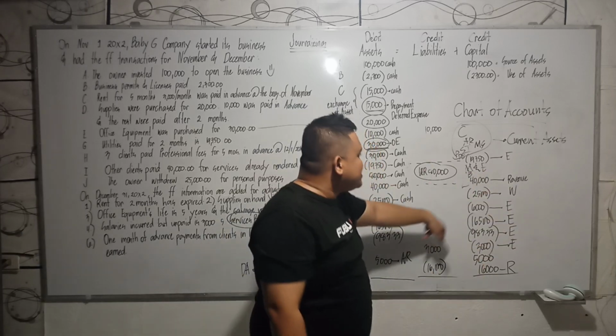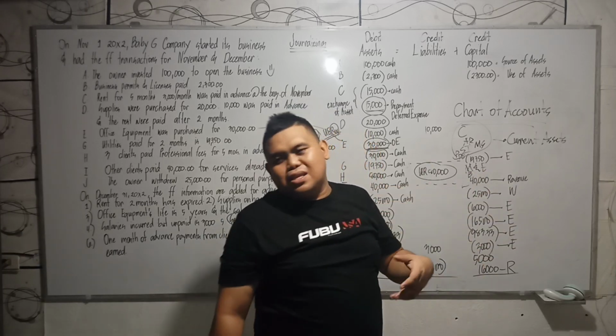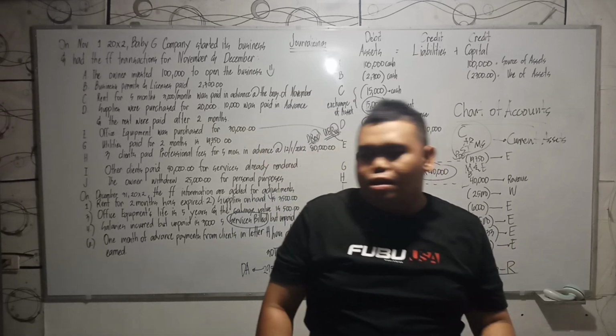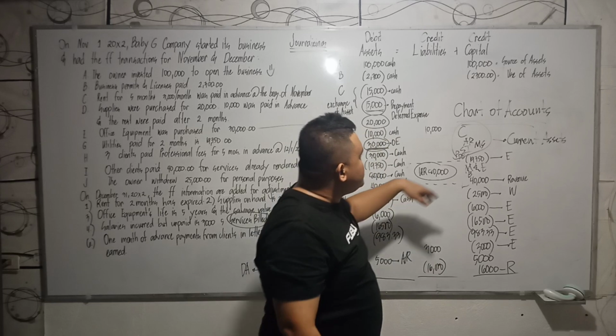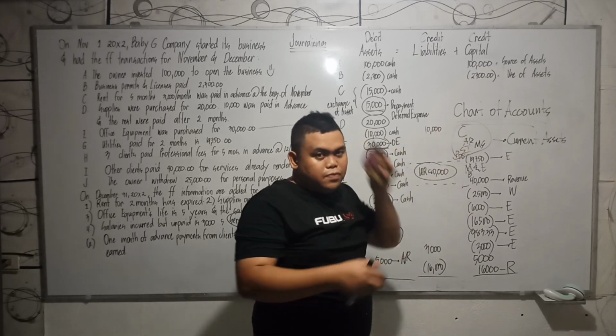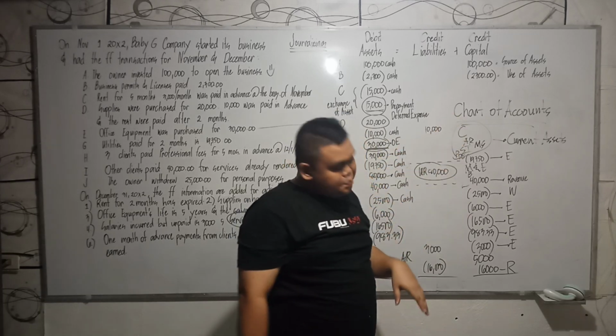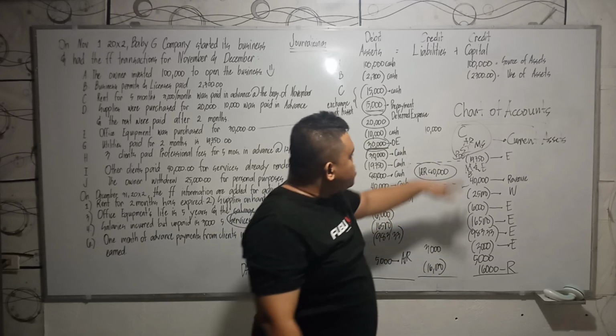And of course, the land is last because the land does not have any lifespan. The land is forever. Okay? So that's the basis of listing accounts in the chart of accounts on the assets. Okay? Now, let's go to the next one.